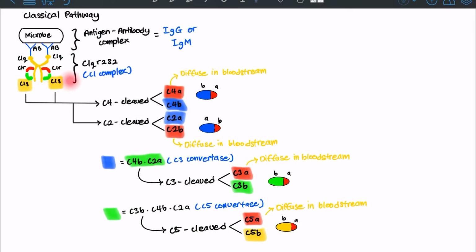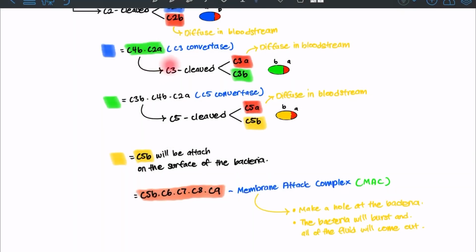C1s will cleave C4 first into C4a and C4b. Then it will cleave C2 into C2a and C2b. The small fragments C4a and C2b will diffuse in our bloodstream. However, the large fragments C4b and C2a will combine to become C4b2a, or the other name is C3 convertase. This enzyme will cleave C3 into C3a and C3b.